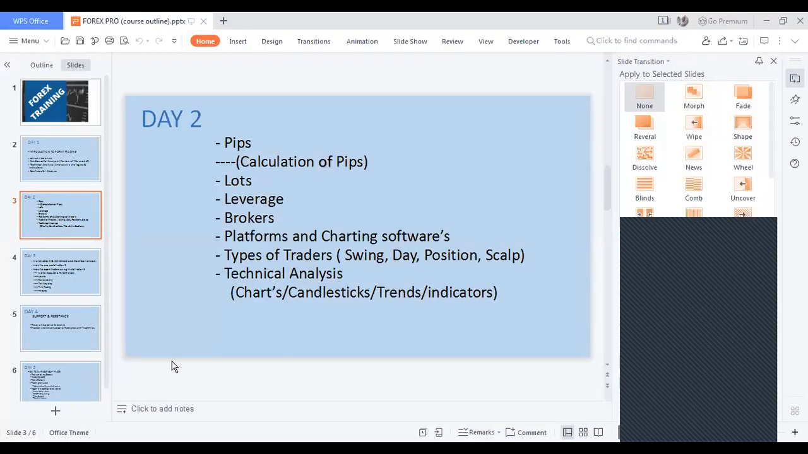So today, we are going to look into pips, lots, and leverage. We look into brokers, platforms, and charting software. We then deal with types of traders: swing, day, position, and scalp. We then look into technical analysis. Now let's start with pips.